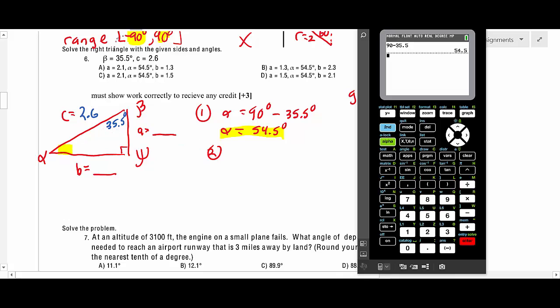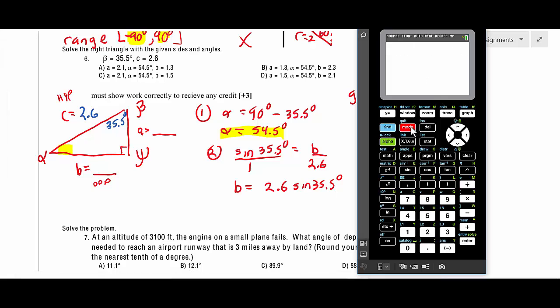So what I'm going to do is look at this. I have an angle, I have opposite, and then I have hypotenuse. The trig function that is opposite over hypotenuse is the sine. So we'll say the sine of 35.5 degrees is side opposite, which is B, over hypotenuse, which is 2.6. Then you can solve this proportion. You can always do it this way, just cross multiply. So B times 1 would be B, equal to 2.6 multiplied by the sine of 35.5 degrees.